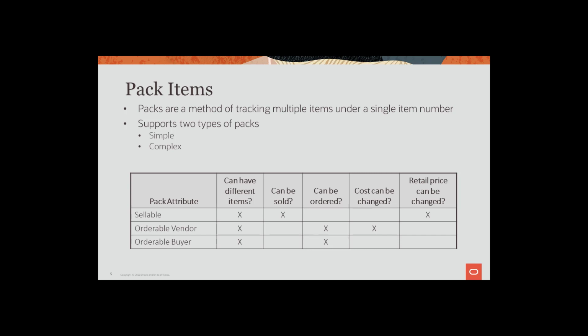Merchandising supports two types of packs. Simple packs contain multiples of a single item and are always orderable vendor packs, but may also optionally be classified as sellable. Complex packs contain multiple component items, which can include component pack items. Complex packs can be sellable, orderable, or both. This table shows the functionality allowed for each of the pack types.